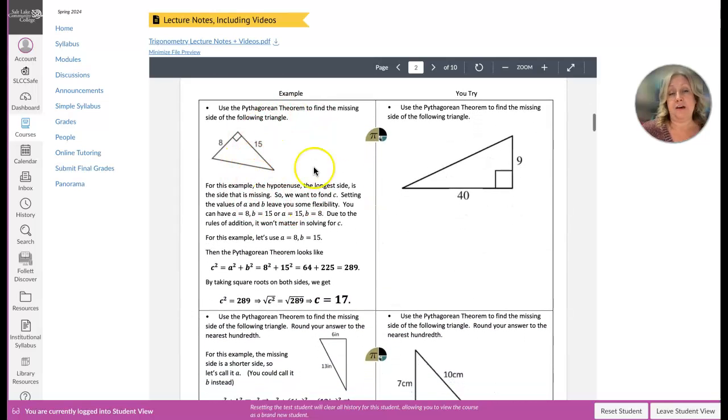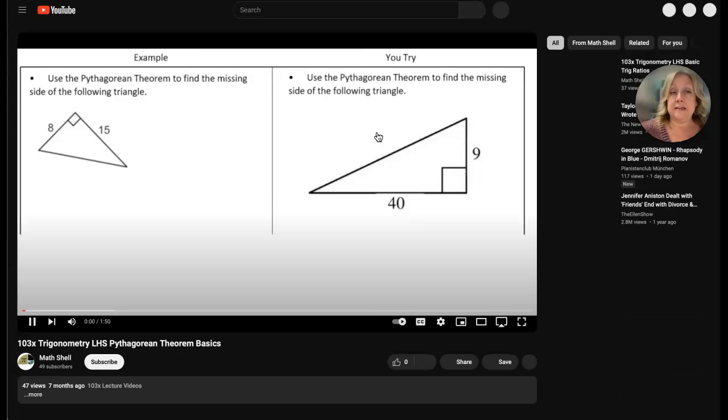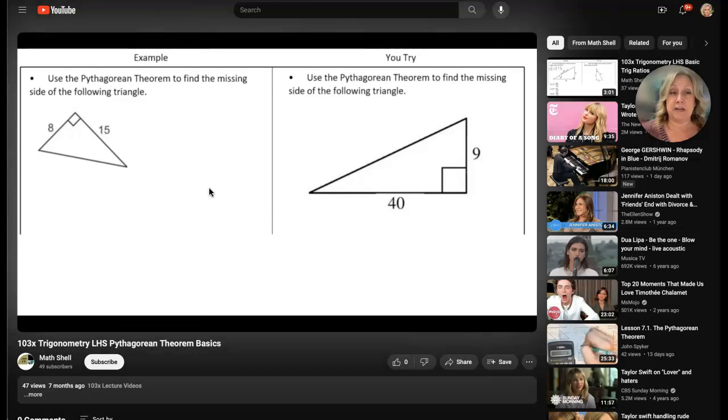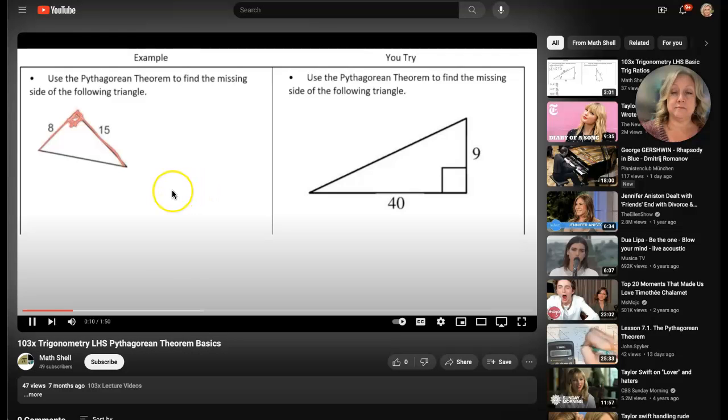So you can see that we have the Pythagorean theorem, and it tells you in words how to do this here. However, if we click this button, then it's going to take me to this where an instructor is explaining it. What we need, we have two sides. It's very important that we see that it's a right triangle. And the longest side is always the opposite of the right angle. This is the hypotenuse.